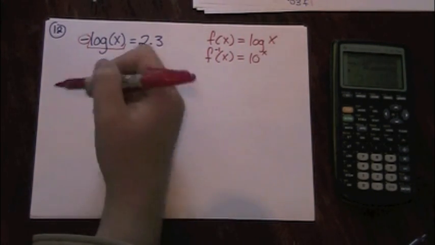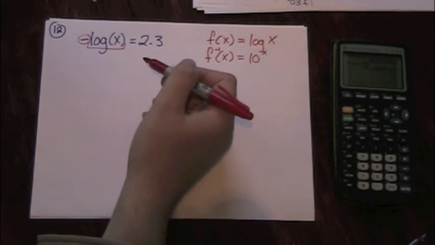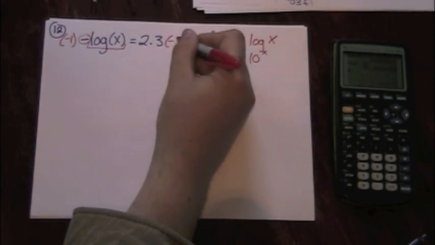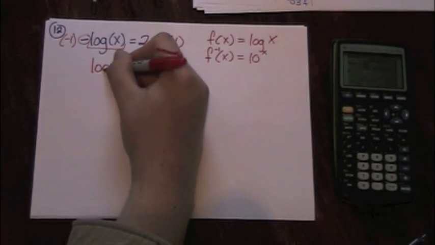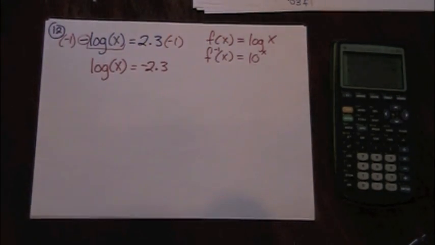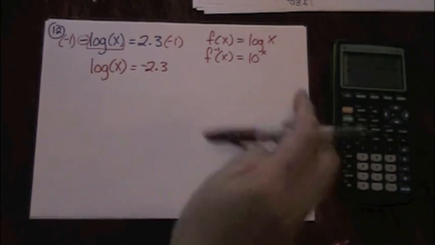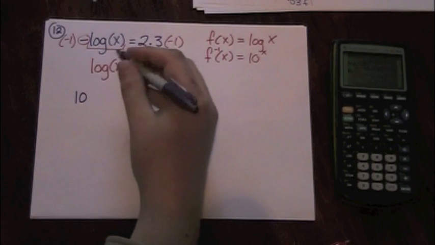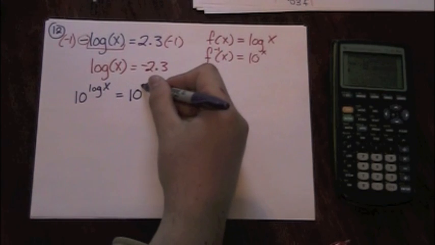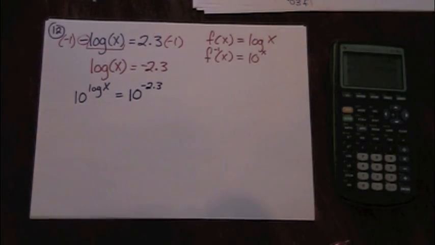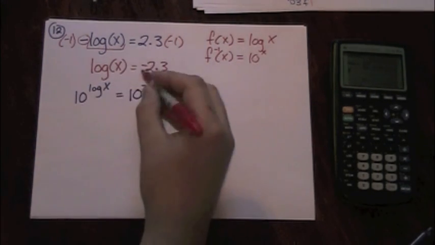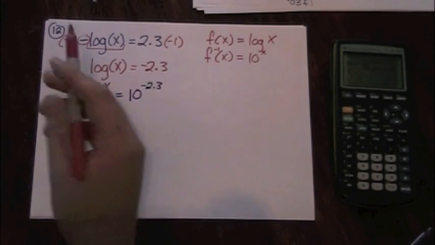In part, it's just going to make the problem a little bit simpler later on if we get rid of that negative now. A quick way to do that is multiply both sides by -1. And I'm left with log of x equals -2.3. Okay, here's where that inverse comes in. If I raise both sides to a power of 10, 10 to the log x equals 10 to the -2.3. Well, that 10 to a power and that log x are going to cancel each other out, leaving me with x.